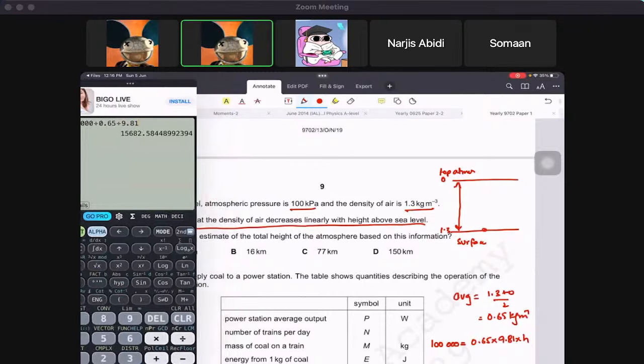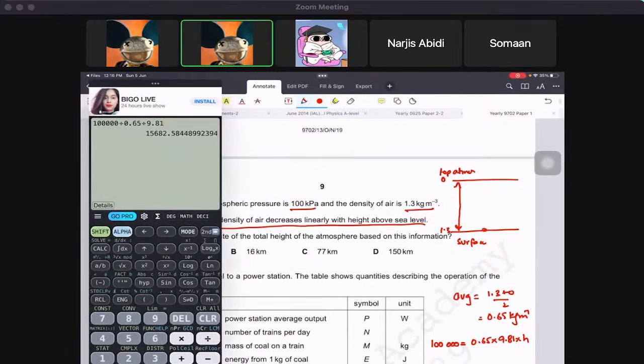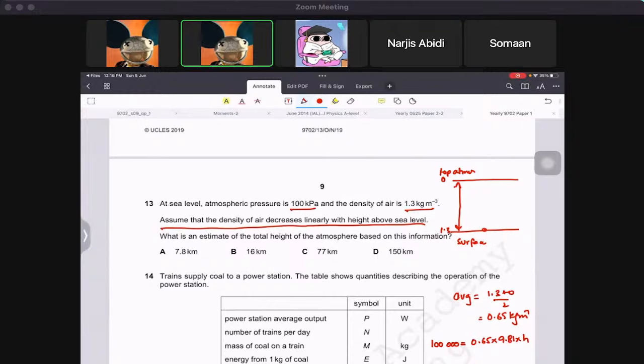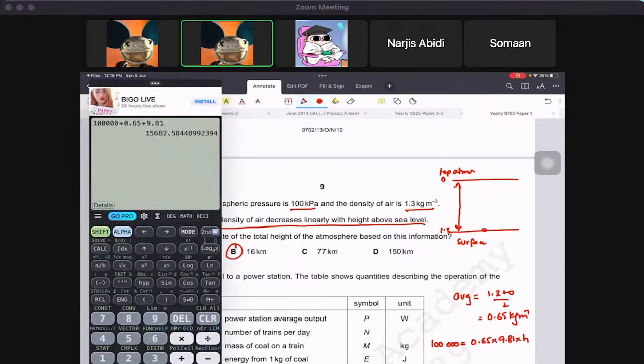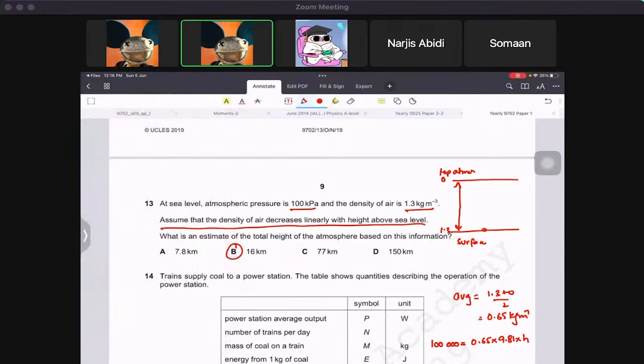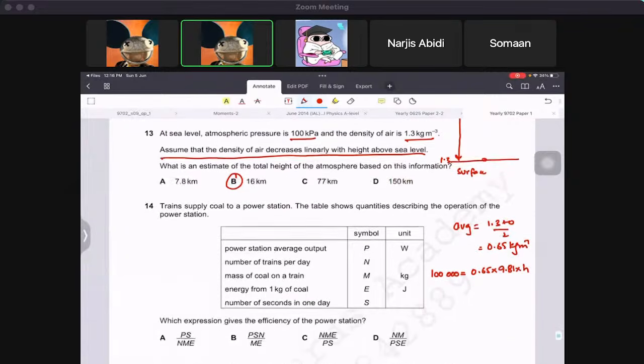So it's 15,680. 15,680 is 15 kilometers or 16. That's fine. 15.6 is 16. 13 is B. Now, the train supply cold power station.